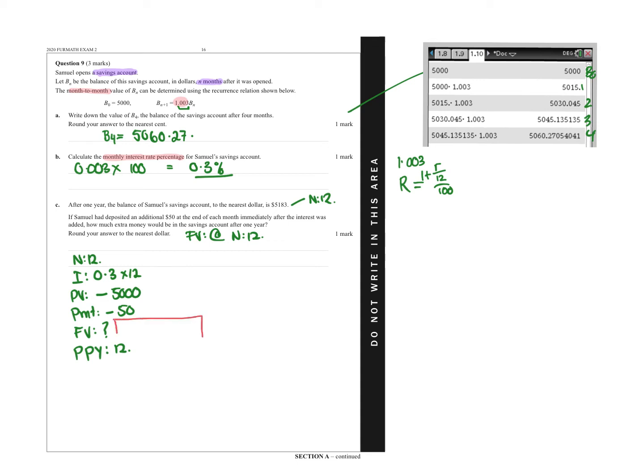Okay, so we get a final value of 5793.00 if you round it. So that's what he would have got if he'd put in the 50, and then they said after 1 year it was that. So if you do 5793 minus the 5183, you end up with 610 as the extra. How much extra would he have gotten? He would have got 610 extra.